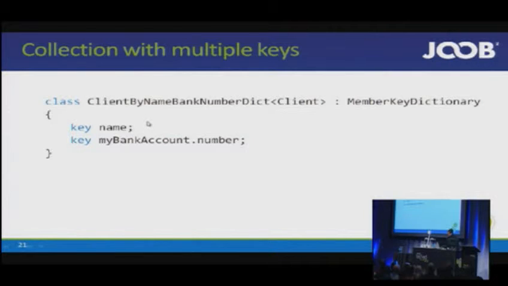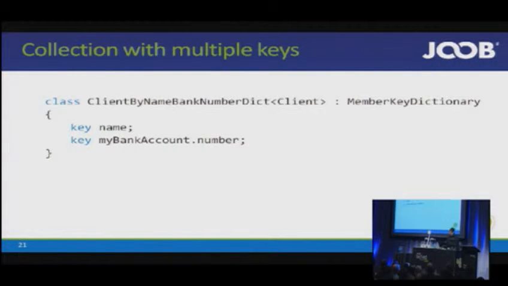Also, I can have multiple keys in the collection, member keys. In this case, this client by name back number, which has clients as members, has the first key as name. The second key is my bank account dot number. That's a very interesting key, because we are using here a feature called key paths. So the key is not coming from client directly. The key is coming from an object that client references. So we go to the bank account and we get the number. That's very powerful to get into data later on.